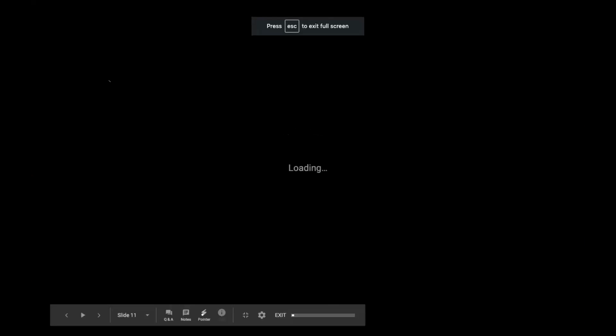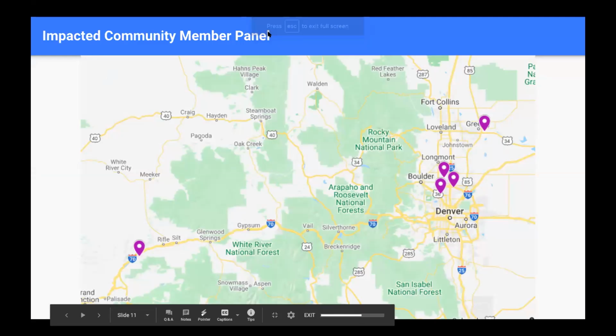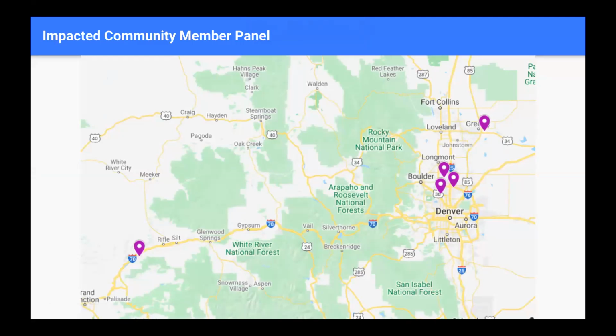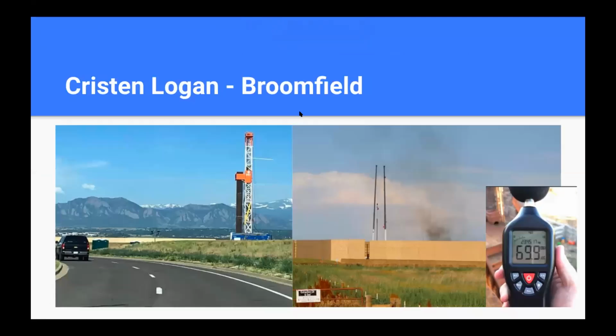So here's just a quick map of where we have folks from. We have folks from Battlement Mesa, Greeley, Broomfield, Erie, and Adams County here with us tonight. The first person I'm going to introduce is Kristin Logan. She is a mom from Broomfield who is being impacted by the fracking happening there. These are two pictures of some of the fracking wells. The Livingston site that Detlev talked about earlier is pictured here on the left.